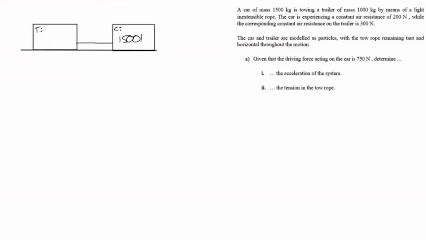Just going to label the masses that we've been given, which we can turn into forces if necessary. We've been told the resistive force on each of these. The resistance on the car, this is air resistance of 200 newtons, moving in a direction opposite to the direction of movement. On the trailer, there's air resistance of 300 newtons, moving in a direction opposite to the direction of movement.